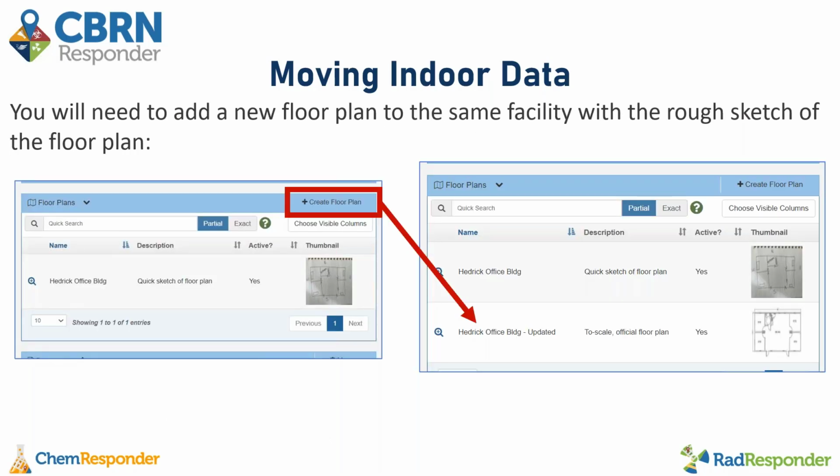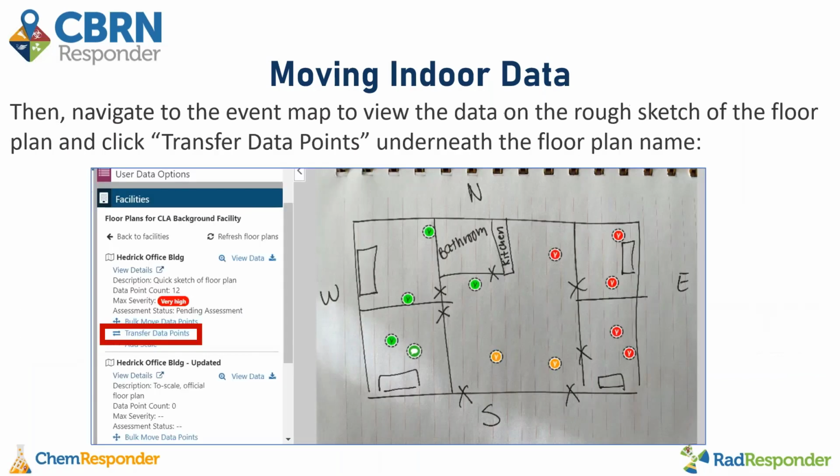Since I can't edit my original floor plan because data has already been associated with it, I need to create a new floor plan. So I'll go back to my facility details page, click Add, Create Floor Plan, add it, save it, and then navigate back to the event map to view the data on the rough sketch of the floor plan. I'll click Transfer Data Points underneath the original floor plan's name.